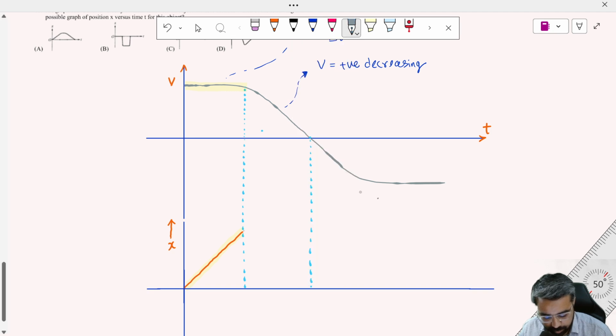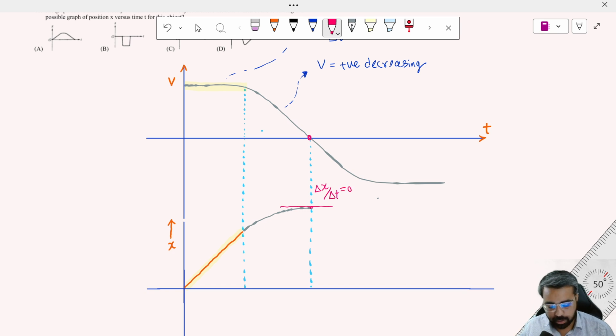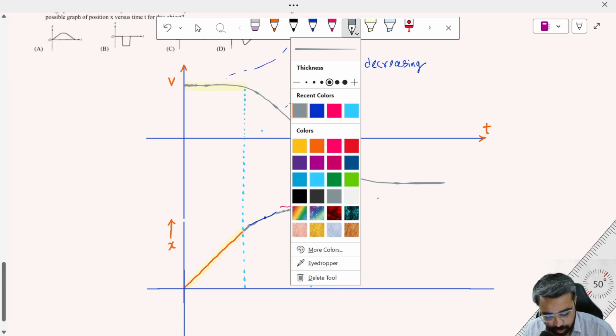At this time it is becoming zero, which means that we must draw this graph with decreasing slope, and it should be horizontal at exactly the same time. If I draw a tangent line, you can see at this point delta x over delta t is 0 meter per second. And before that, if you draw the tangent line, the steepness of the tangent line is decreasing.